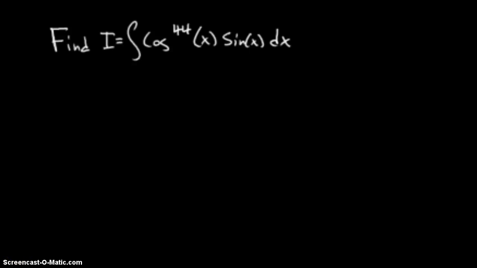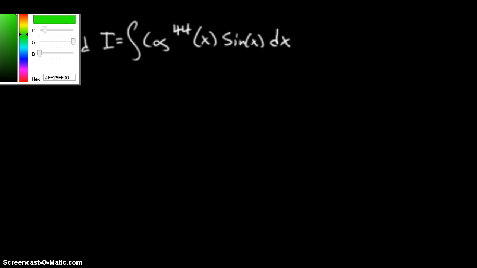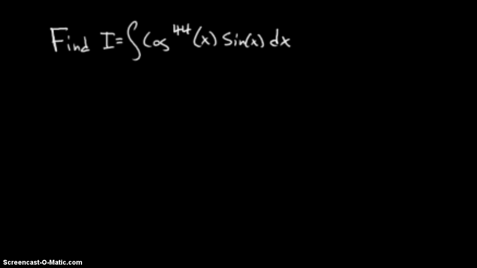Okay, so we're given a problem that's asking us to find the integral of cos to the 44 multiplied by sine x with a differential of dx. Looking at this problem, we can see that it's clearly an integrating problem, and its key attributes are the cosine raised to the power of 44 and the trig functions cosine and sine.